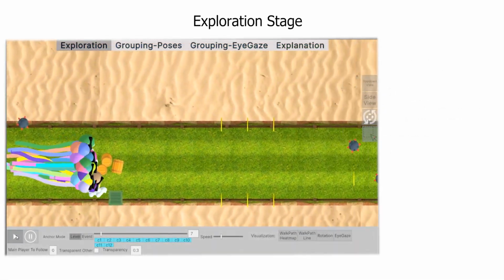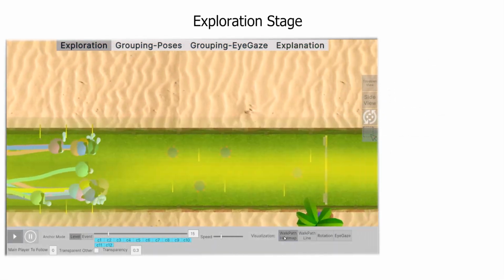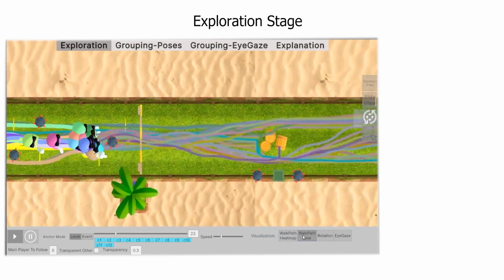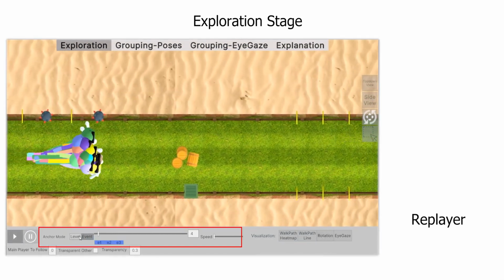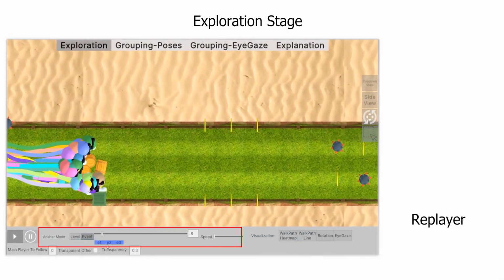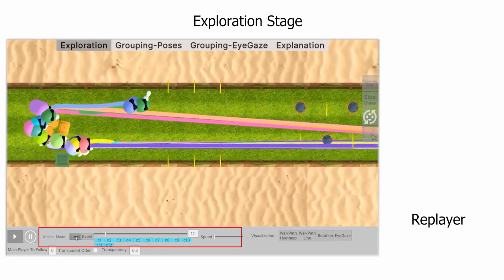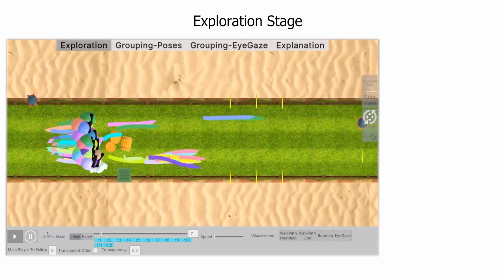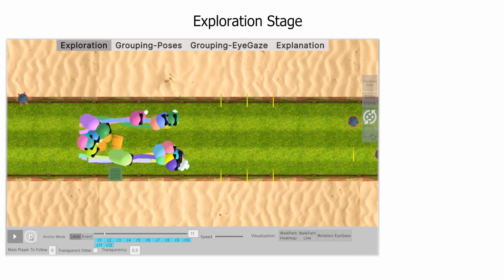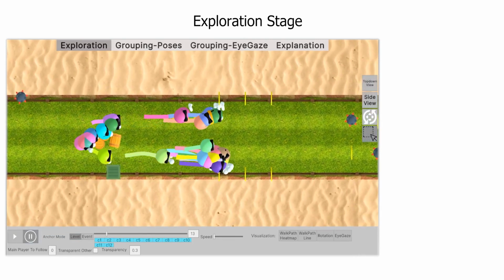She first starts with the exploration stage, using the replayer to get an overview of how players interact with the game. The replayer offers 2 anchor modes: level anchor and event anchor. With level anchors, she directly jumps to a specific chunk of interest. Right away, she notices some players are significantly delayed due to repeatedly bumping into an obstacle barrel.